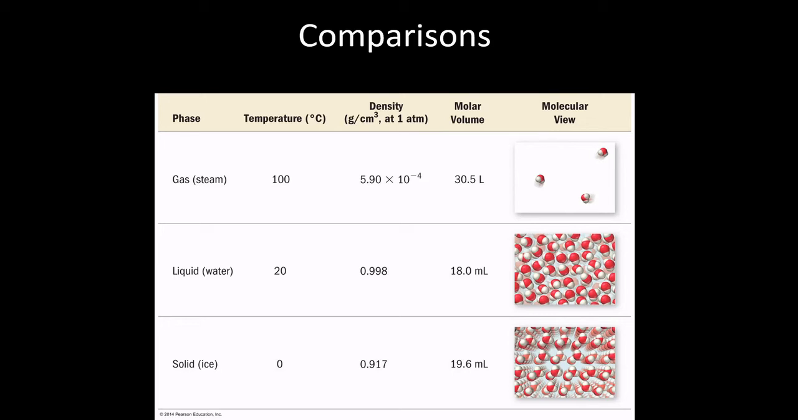Liquid, on the other hand, liquid water at 20 degrees C, just as an example, has a density of essentially 1 gram per mil.